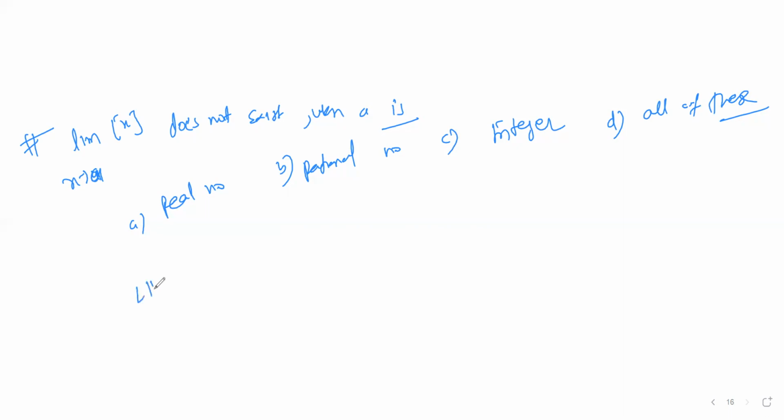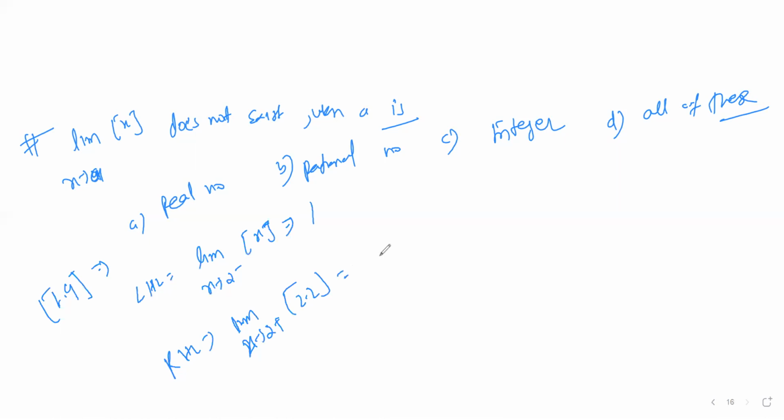For example, if we want to find the LHL, say x tends to 2 minus, it means less than 2, meaning how much, 1.9. So the greatest integer of 1.9 will be 1. But similarly, if you go for RHL and it is given here 2 plus, 2 plus means something like 2.2, and the value of the greatest integer of 2.2 will be 2. Are they equal? No. They are not equal, which means the limit value won't exist. So these are the types of problems based on limit.